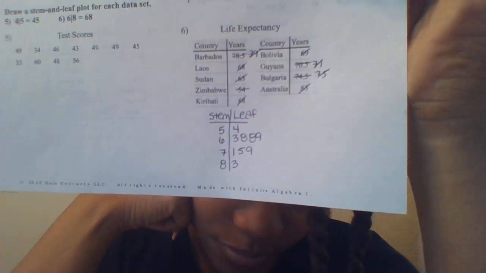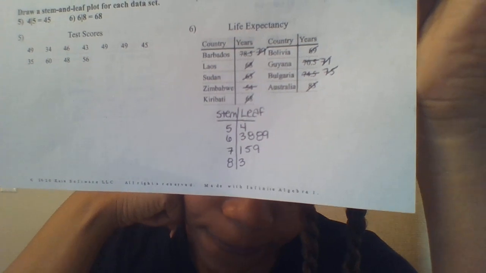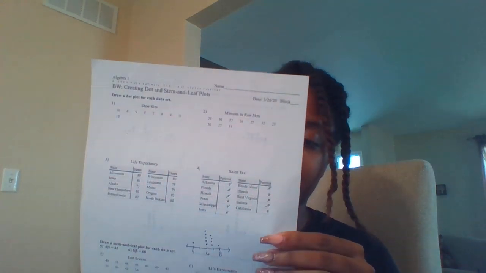Australia is where it's at. Lived to be 83 years. It's crazy.